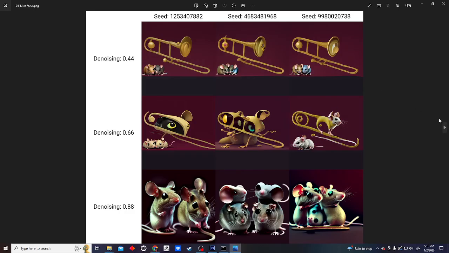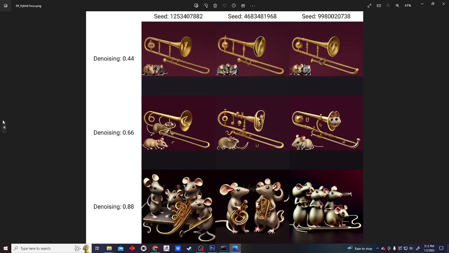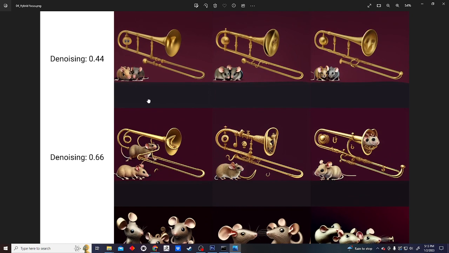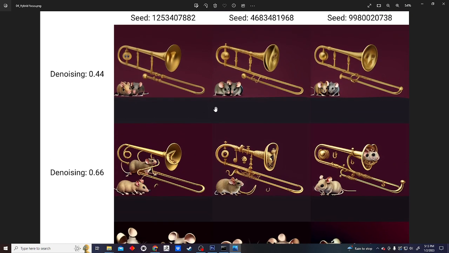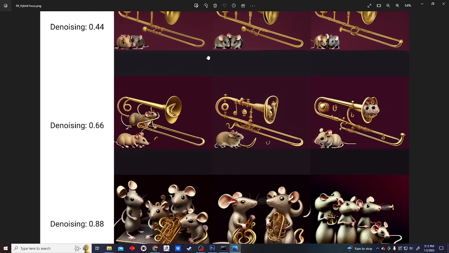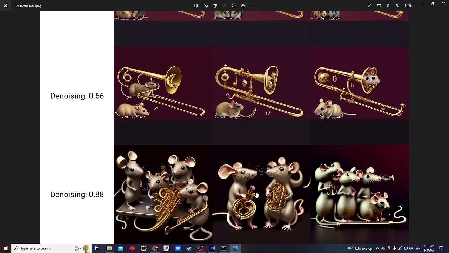So with that in mind, before that, I also did one that was a hybrid focus where I put in that there are some two three-eyed mice, and I also put in that there's an ornate trombone that has engravings on it. So the combination of my two prompts. As you can see, the mice get a little bit more maintained than not having them in the prompt, but neither the mice nor the trombone really end up becoming terribly cohesive.